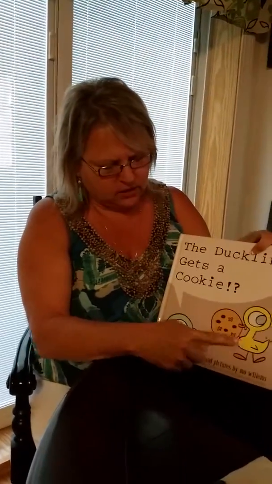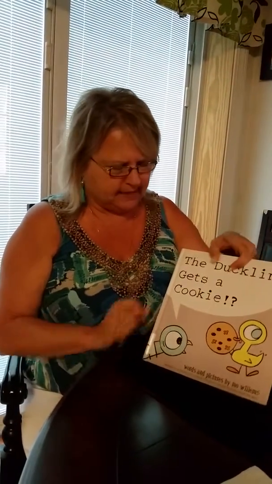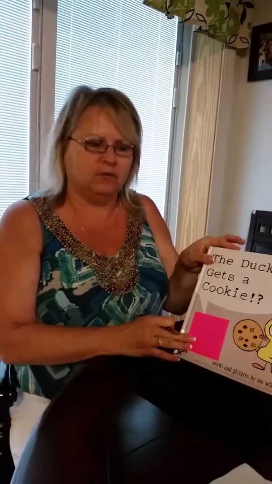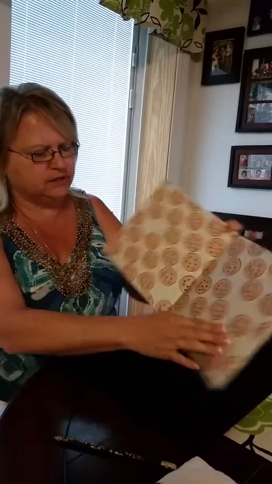So again, we're reading The Duckling Gets a Cookie. Now we know that this is a duckling. Wonder what this other character is. We need to write that down. Who is this other character? And we can place our sticky note there while we go through the book. There are lots of cookies on this page here.